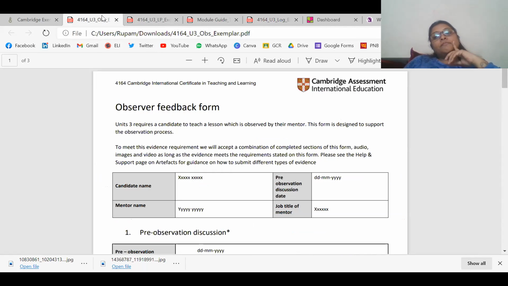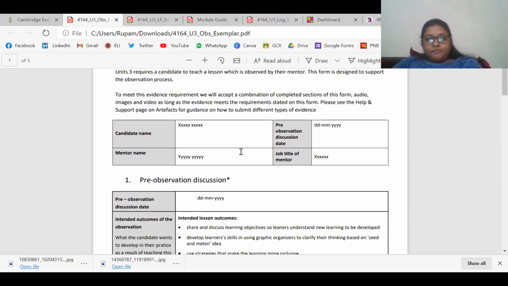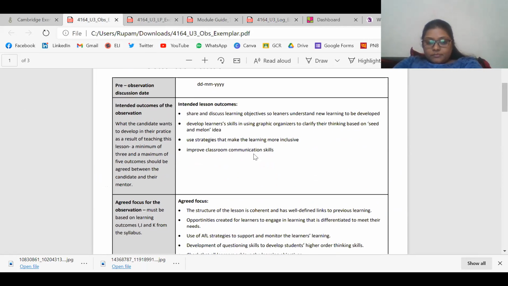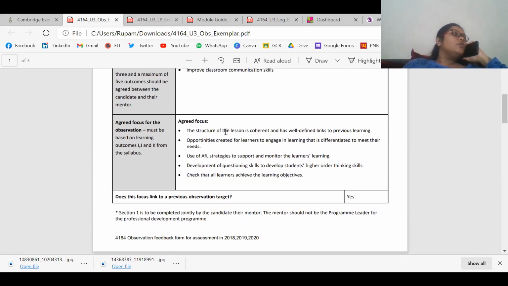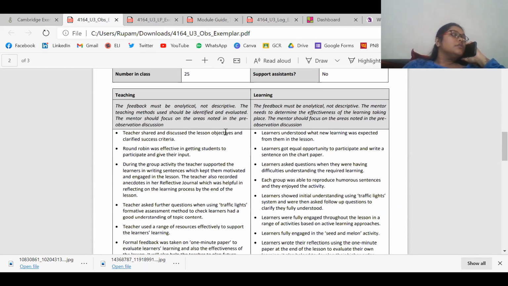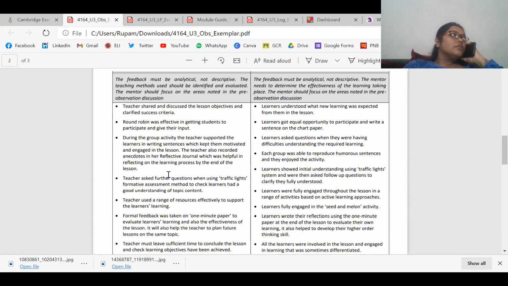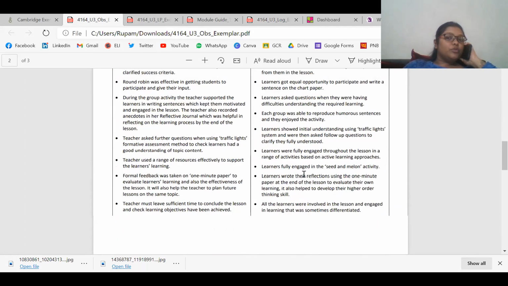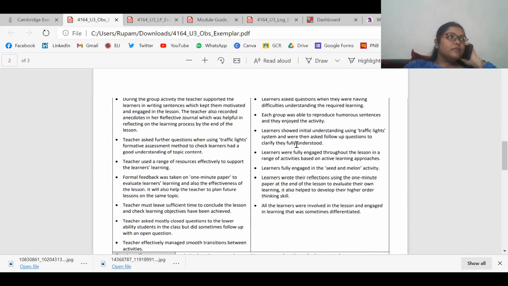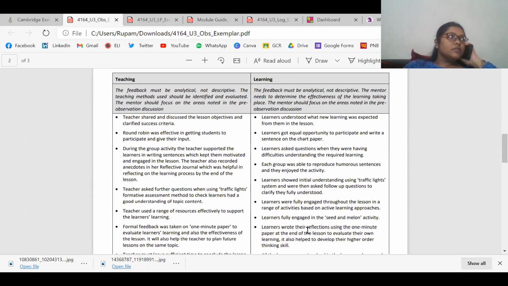And then finally, as I said, I will also show you the observer feedback form. In the observer feedback form, of course, what are the things which you want the observer to look at? Then what is your focus? What is the observer observing in the teaching? What is the observer observing from the learners? Okay, what are the learners doing? So that is specifically mentioned in this particular column.